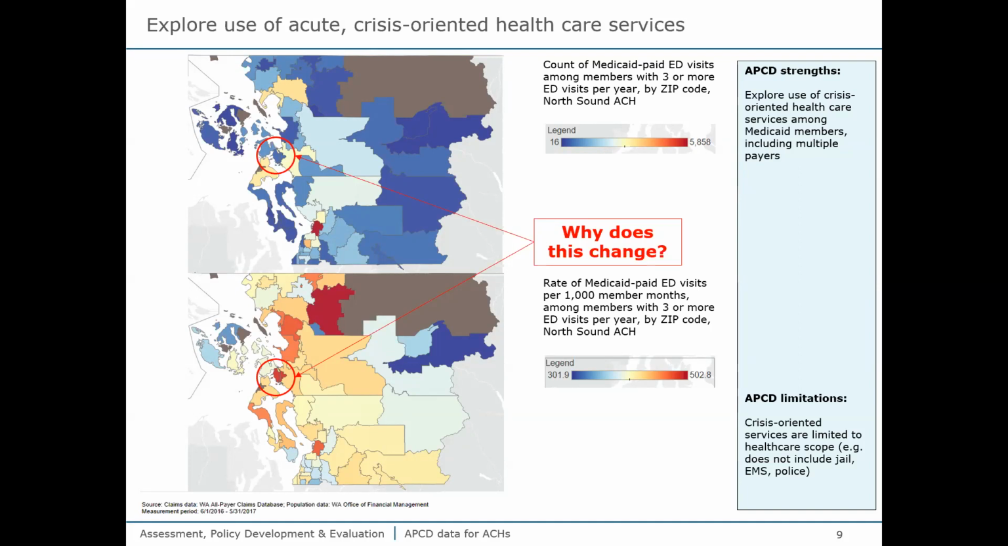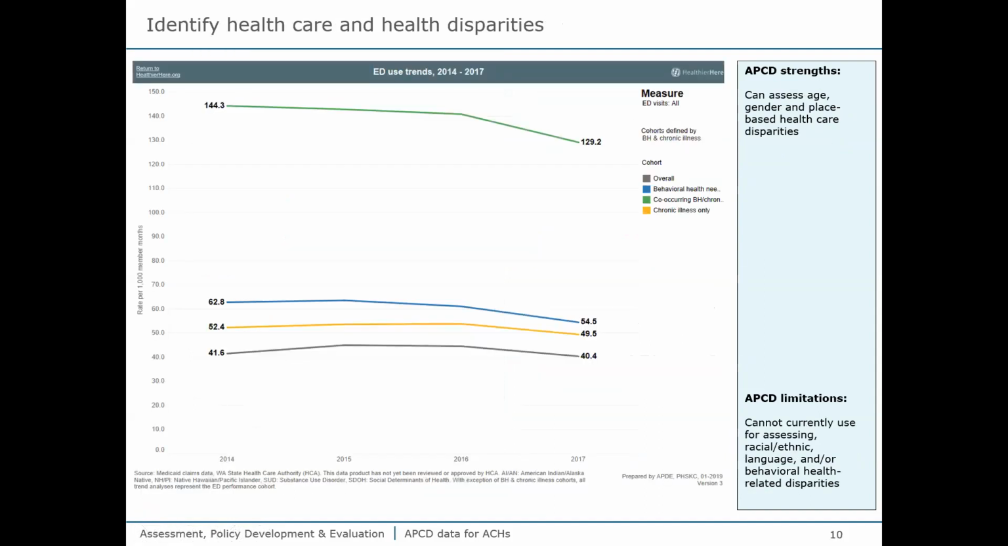Another thing that we've been doing. All right, and as you noted over here, I didn't circle this, but Everett has both a large absolute count of ED visits as well as a large rate. So they're not just showing up here because they're a large population of Medicaid members, they're also showing up here because there are members there that use a disproportionate amount of ED. Okay, next slide.